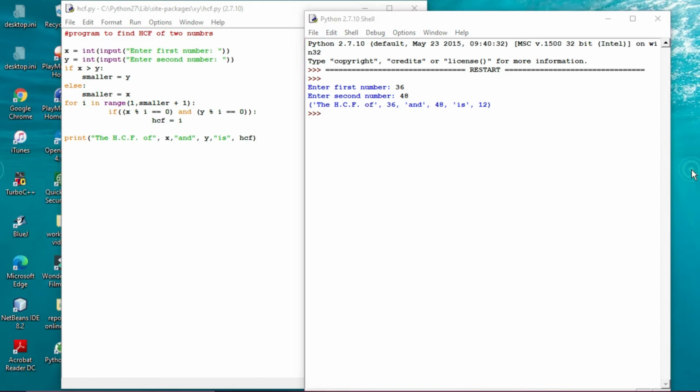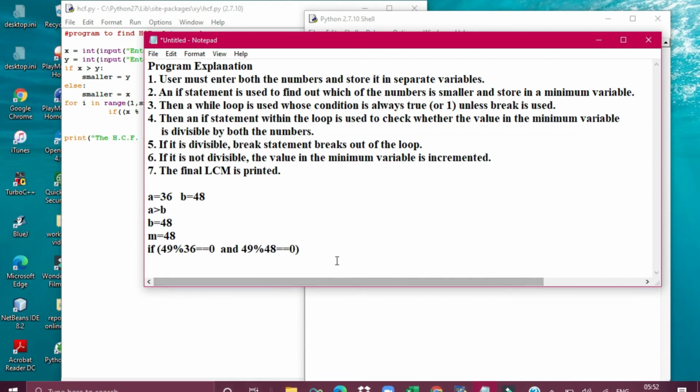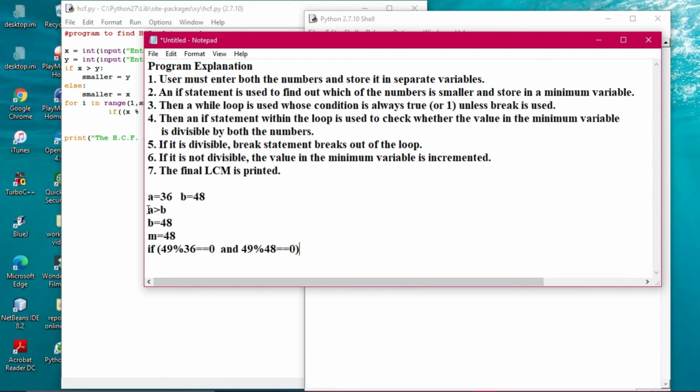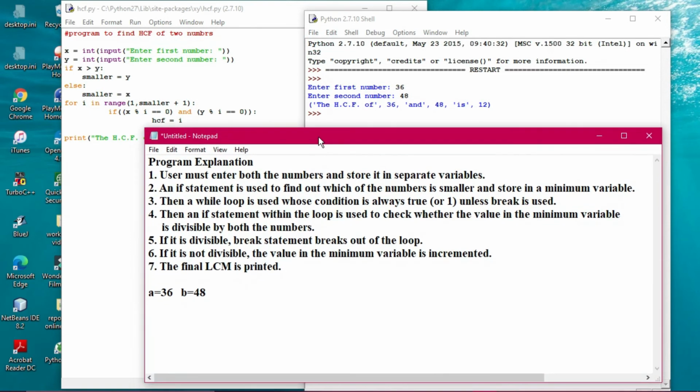When I enter a equals 36 and b equals 48, then x is 36 and y is 48. If x is greater than y, then smaller will be y. That's the minimum value, almost like the LCM program. Smaller equals y. When this condition is false, smaller will be equal to x. Here I'll change it a little bit: x equals this, and y equals this.